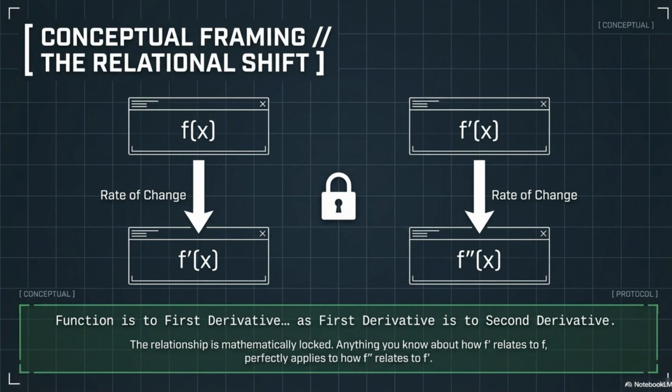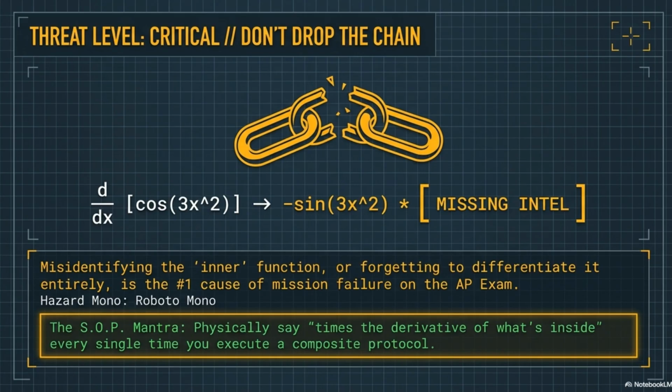You also need to understand the relational shift in our conceptual framing. A function relates to its first derivative exactly as the first derivative relates to the second derivative. This rate of change relationship is mathematically locked. Anything you know about how the first derivative relates to the original function perfectly applies to how the second derivative relates to the first.